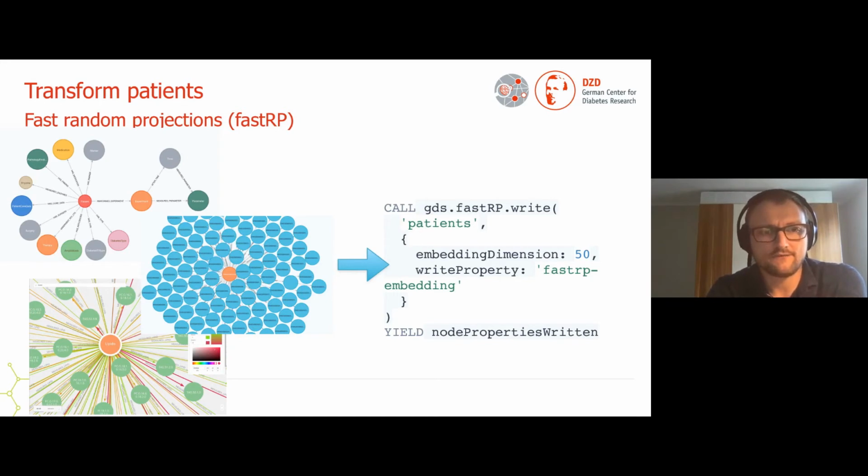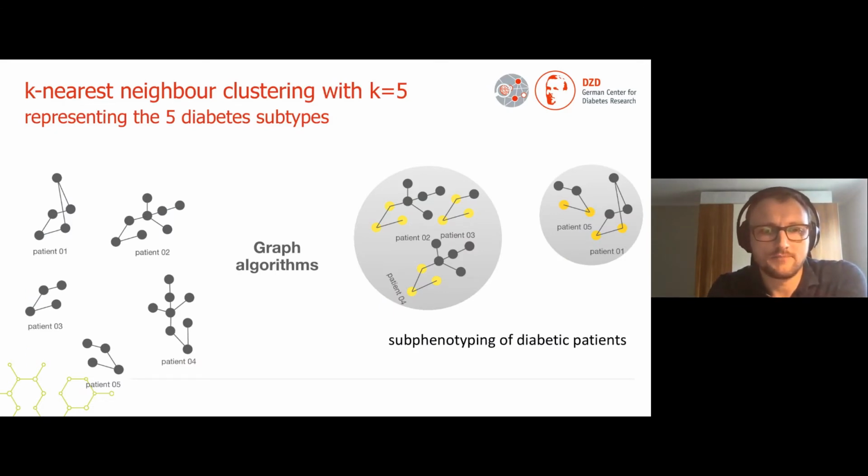And what we're doing here is fast random projections using the GDS library. So we are transforming our clinical data, the fingerprint data, to the top 50 features here into a vector. And then we can use these node embeddings to cluster our patient data here in a subgraph. And we are using the integrated k-nearest neighbor clustering with k equals 5, because we have 5 different subtypes of diabetes in the literature. And our next task is now to interpret this data here and find new molecular markers for these subtypes that we calculated in Neo4j.